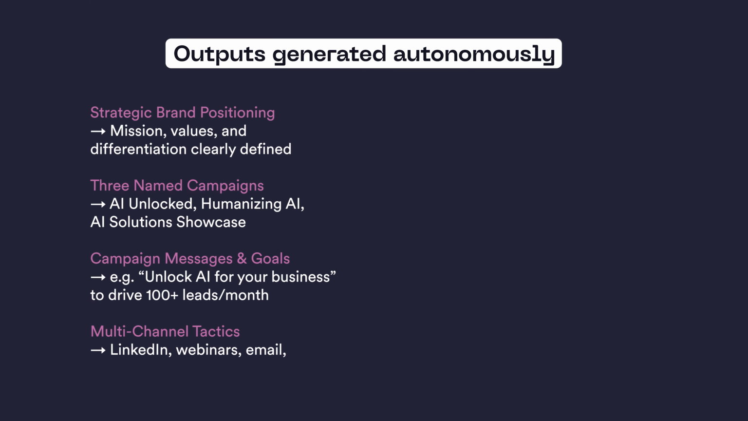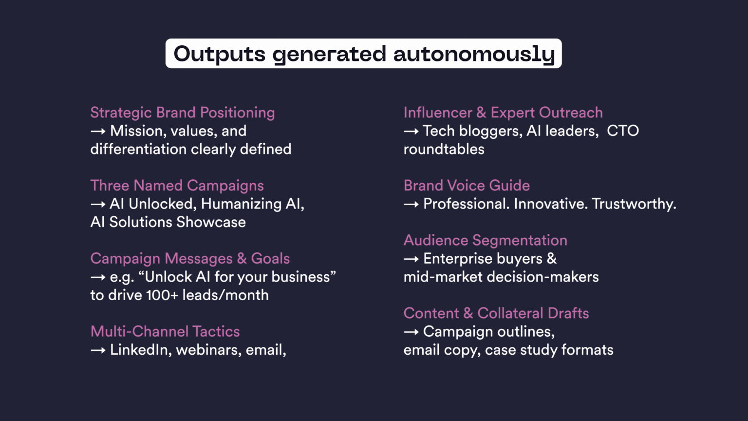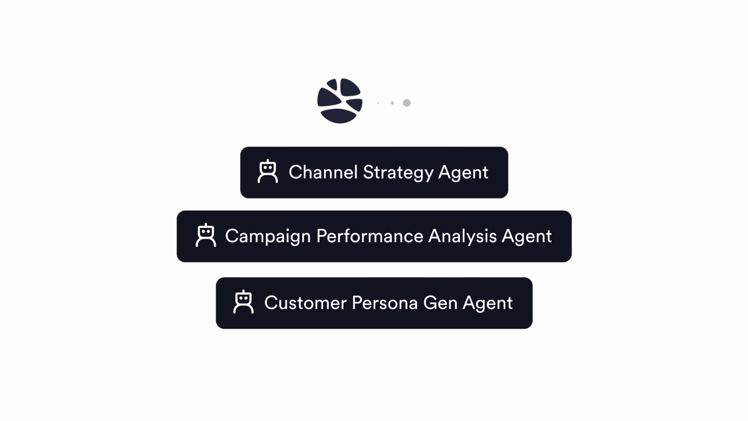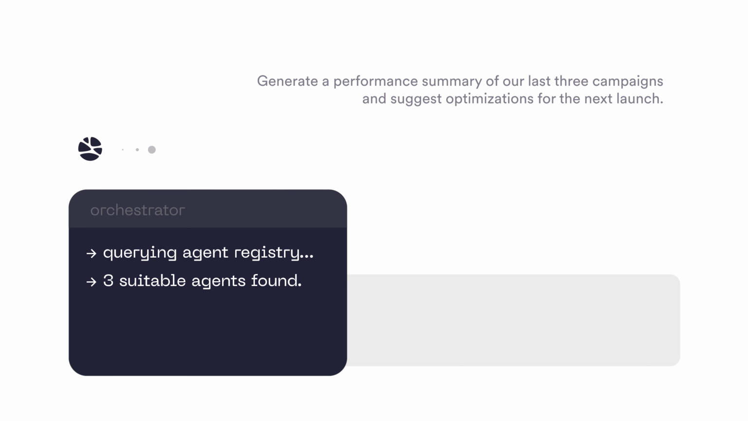All outputs are generated autonomously, including strategic positioning, campaign ideas, messaging, and multi-channel tactics. It also covers influencer outreach, defines brand voice, segments audiences, and delivers ready-to-use content drafts. But the orchestrator doesn't stop there. Knowing this is a marketing manager role, it proactively creates new additional agents based on context and anticipated next tasks. So the next time the user runs a request, the system immediately utilizes these new agents.